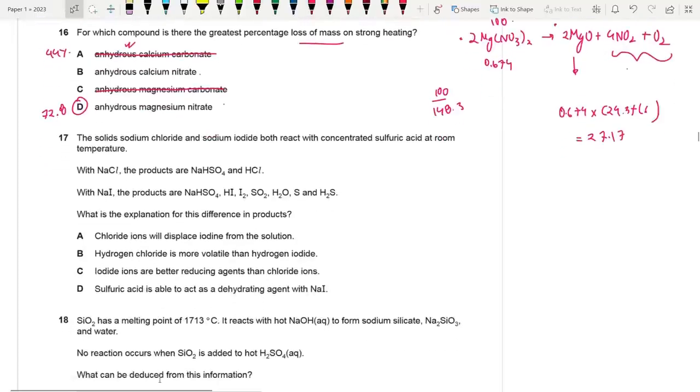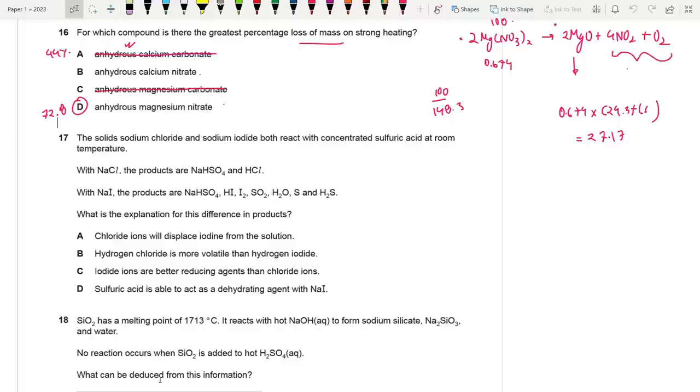The solids sodium chloride and sodium iodide both react with concentrated sulfuric acid at room temperature. With NaCl, the products are this, and with NaI, the products are NaHSO4, and a lot of products. So basically, clearly, H2SO4 cannot oxidize chloride. Why? Because chlorine is a stronger oxidizing agent than H2SO4. However, H2SO4 can oxidize iodide. Why? Because H2SO4 is a stronger oxidizing agent than iodine. That's the main logic. Okay? Or you can think of it this way: iodide is a stronger reducing agent than chloride. That is why it can reduce sulfuric acid. Okay, so that is the logic behind this.